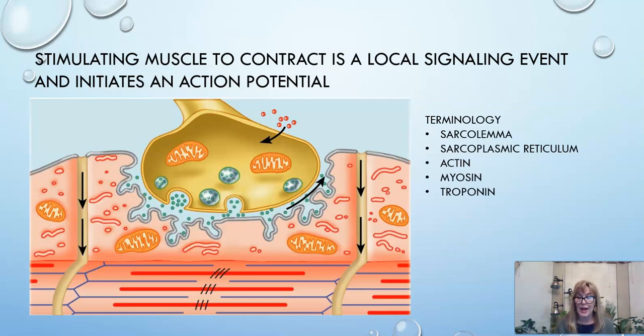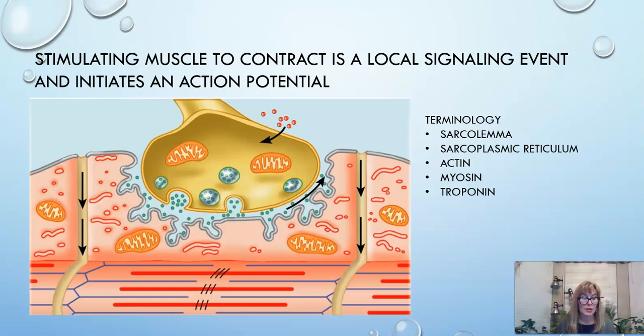So let's look at stimulating a muscle to contract. This is considered to be, and so is the communication from one neuron to the next, a localized event. Even though we're moving a long distance, it is two cells in close contact that are signaling to one another. So this is a picture of an axon terminal of a nerve cell that is reaching a muscle cell.